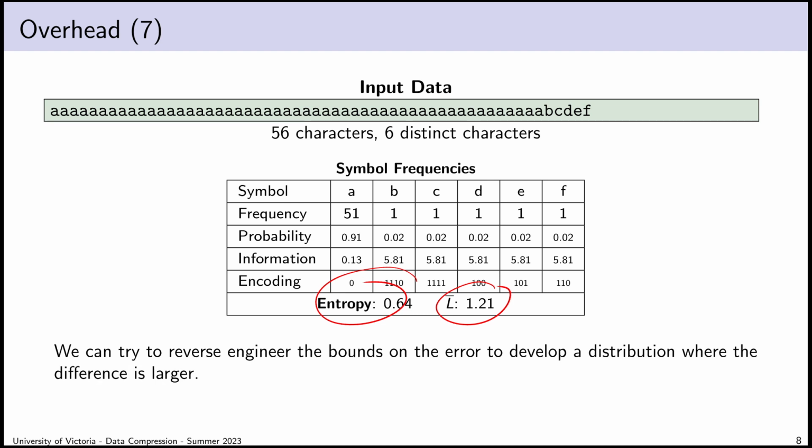So what I can do to reverse engineer those bounds is just generate a distribution where one symbol dominates the others. Here's an example that's actually more complicated than we need, but notice how A occurs 51 times, every other symbol occurs once, which gives A a probability of 0.91 and an information content of 0.13. But we know that if any symbol has an information content less than 1, the best we can do with prefix coding is to encode it into 1 bit.